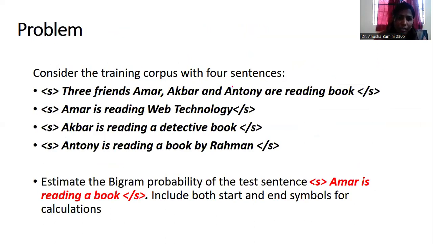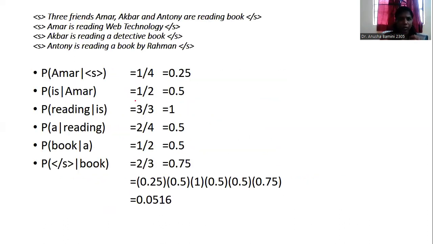Okay, a set of corpus would be given to you, a set of statements. From this, you are asked to calculate the probability of any other new sentence. Okay, so here the test sentence is "Amar is reading a book." But there is no sentence "Amar is reading a book" in the training corpus. So how are we calculating the probability of this sentence?